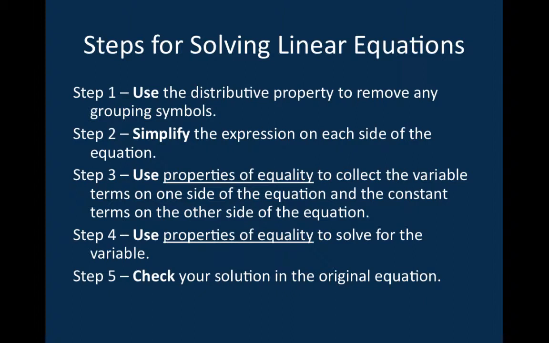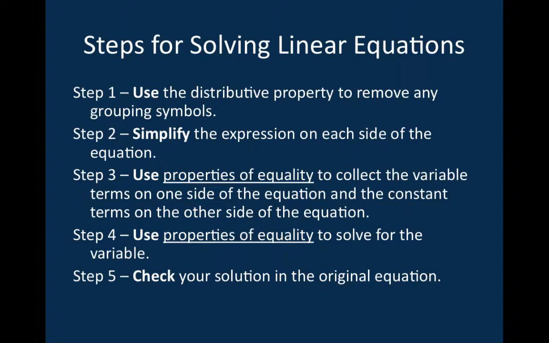Step 2, simplify the expression on each side of the equation. All that means is to combine like terms. Make sure that if you have the same terms on the left side of the equation, combine those together before you do anything else. Step 3, use properties of equality to collect the variable terms on one side of the equation and the constant terms on the other side of the equation. All this means, take the variable terms, put them on one side of the equation, take the constant terms, put them on the other side of the equation. You're just isolating the variable to one side of the equation.